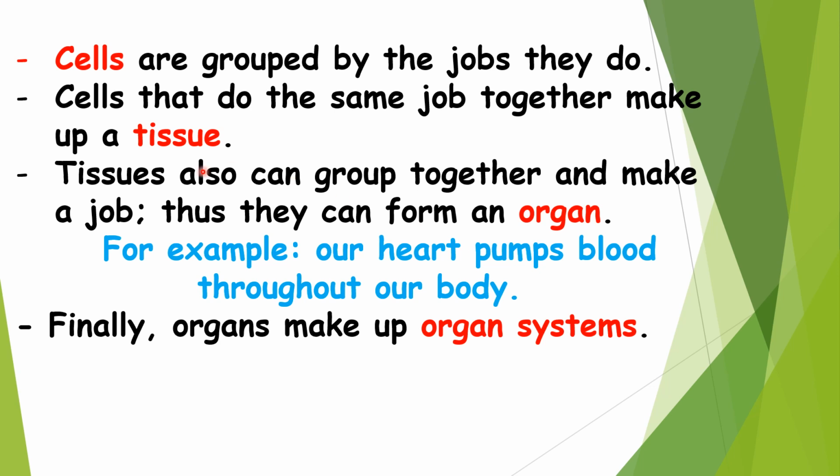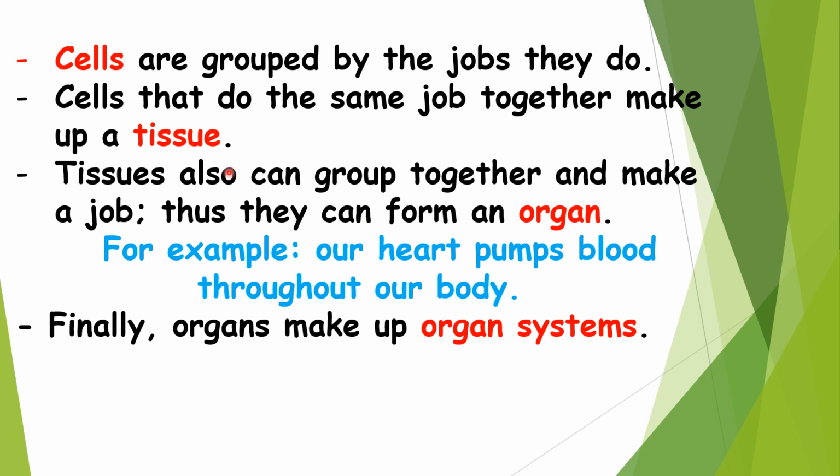Now let's talk more about the cells. What do cells do in our body? Cells are grouped by the jobs they do. So they have jobs to do in our body. Cells that do the same job together make up a tissue. So a group of cells that do the same job make up a tissue. What are tissues? Tissues can also group together and do a job. Thus, they can form an organ.